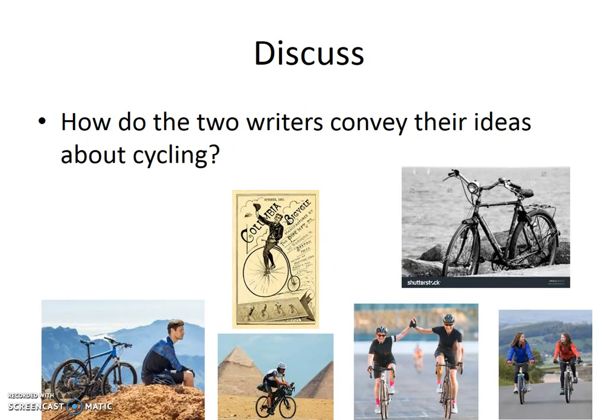So think about the 2 extracts that I asked you to screen grab and print out. The first thing I want you to do is to think about the different ways these 2 writers convey their ideas about cycling. They're separated by an awful lot of years, and you can see by the pictures that I've selected the way that bikes have changed and bike riders have changed, and the way we cycle too. So thinking about the ideas that the 2 authors convey as you're reading the extract is a really important first step.